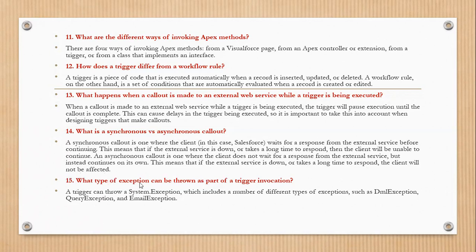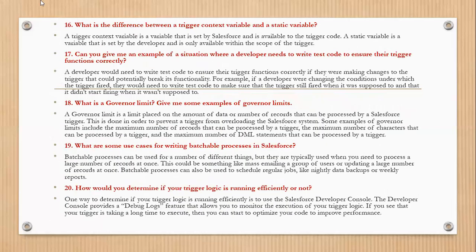Next question: what types of exceptions can be thrown as part of triggers and invoked actions? Triggers can throw system exceptions, which include a number of different types of exceptions, such as a DML exception, query exception, and email exceptions.